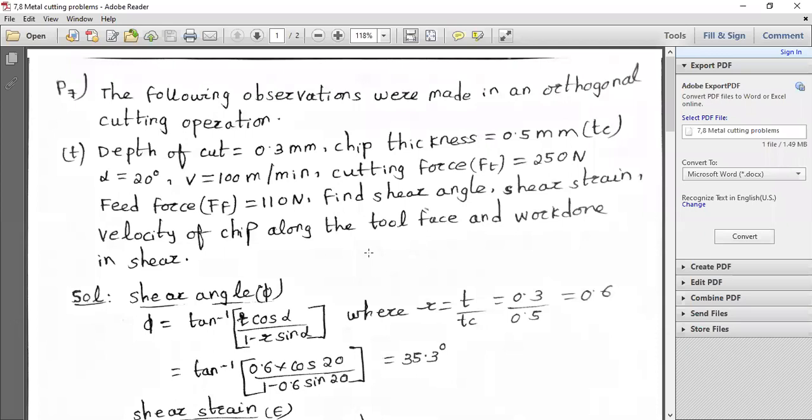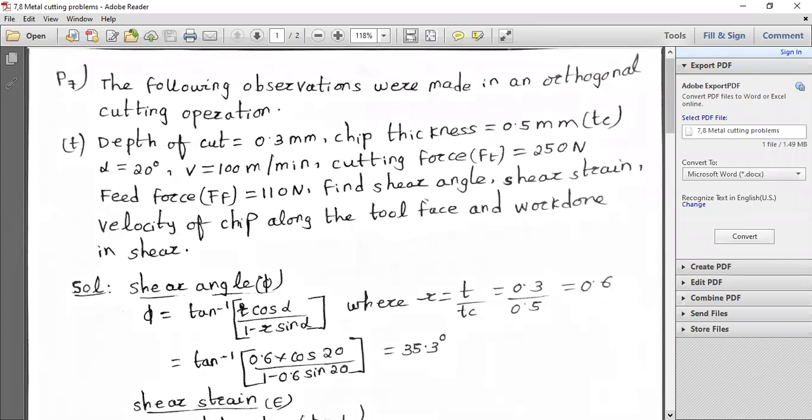As theory in the Merchant circle diagram, the velocity of chip along the tool face and the work done in shear. Whenever you want the work done in shear, you have to know the shear force also and the area covered under the shear force. We will try to see that also. So just try to see this problem, my dear friends. So what is this?